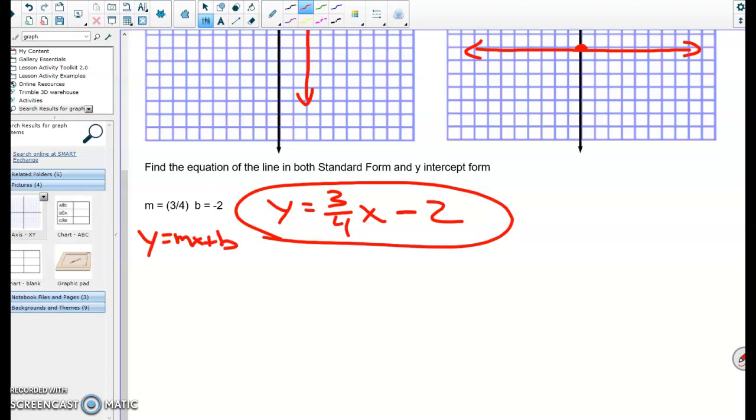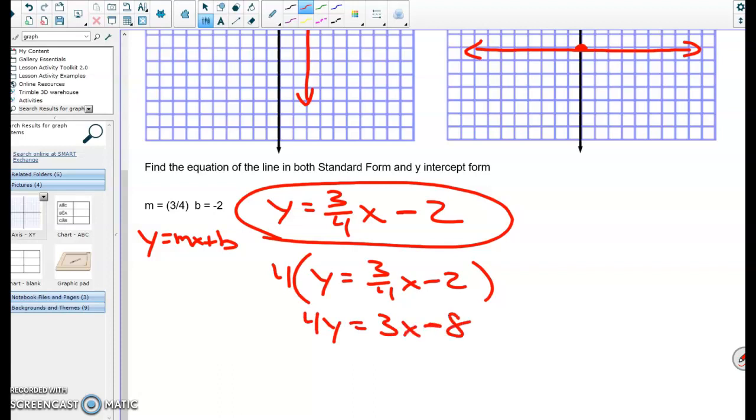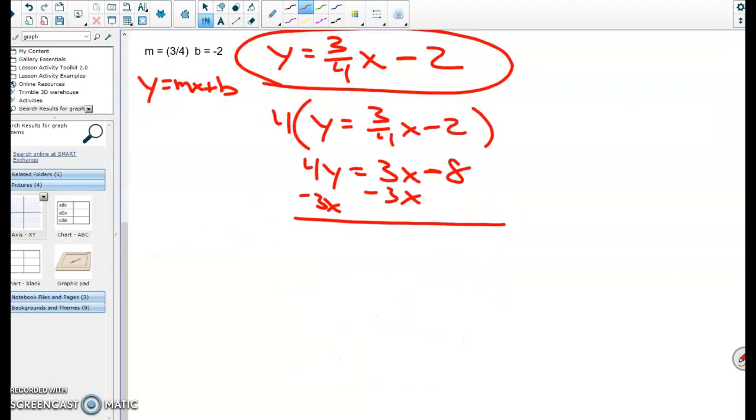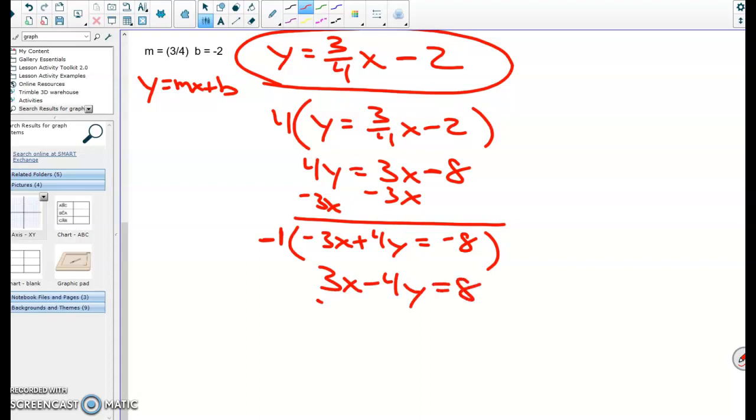For standard form, I take that y equals 3/4 x minus 2. We've got to get rid of the fraction, so I multiply everything by 4. 4y equals 3x minus 8. I subtract 3x on both sides. So I get negative 3x plus 4y equals negative 8. And if my x is negative, I multiply everything by negative 1. 3x minus 4y equals 8.